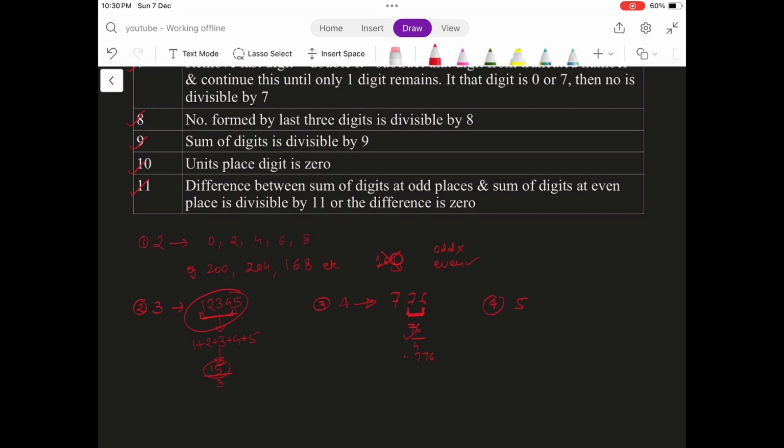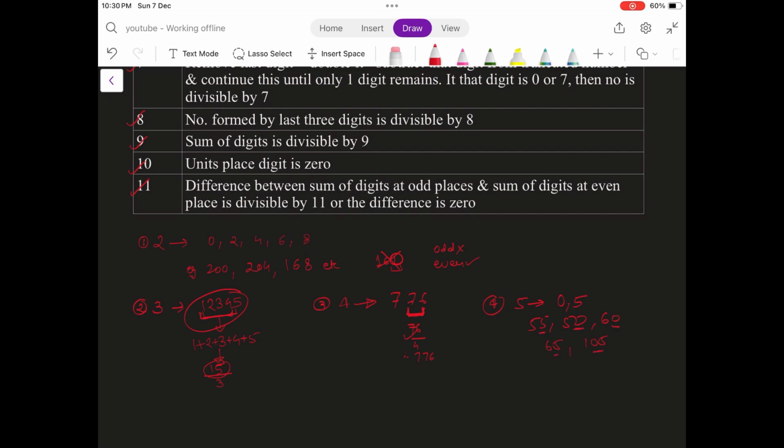Now next number is 5. Very easy. Any number which has 0 or 5 at its unit place will be divisible by 5, like 55, 50, 60, 65, 105, all are divisible by 5 because there is a 0 or 5 at its unit place.